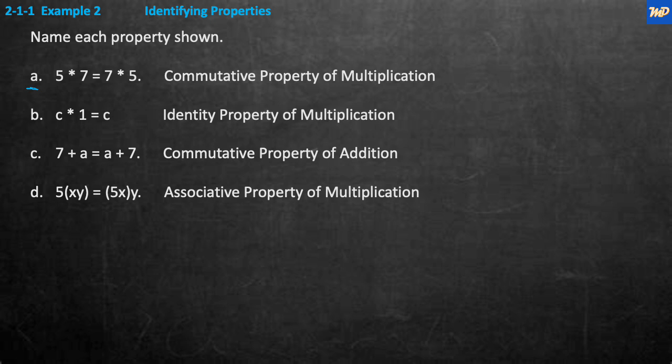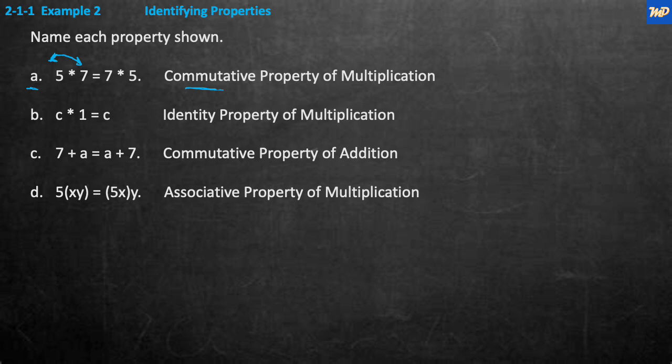So what is going on here is the 7 and the 5 switch places. The 5 moves to where the 7 is, and vice versa. The 7 was at the end, now it's at the beginning. So it's moving around, it's commuting. It's like taking a ride in a bus. It's moving back and forth. It's the commutative property of multiplication.